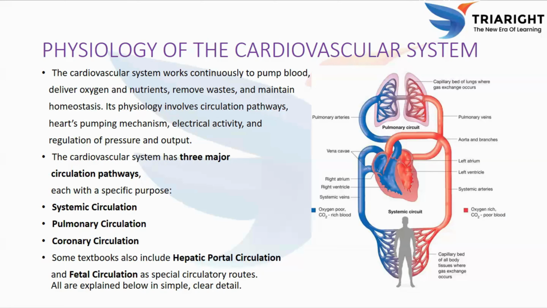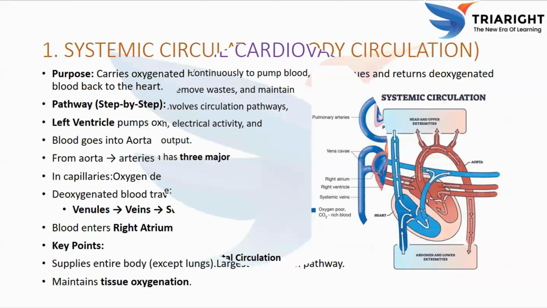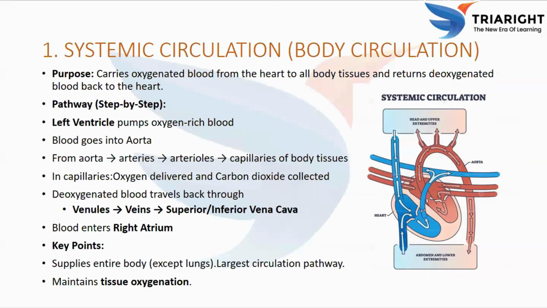So what are the major circulation pathways? The cardiovascular system has three main types of circulation, each serving a specific purpose. Coming to the systemic circulation: it is a pathway that carries the oxygenated blood from the heart to all parts of the body except the lungs, and also brings the deoxygenated blood back to the heart.